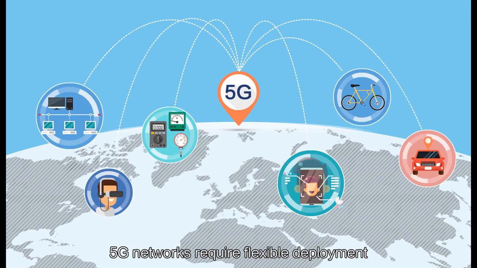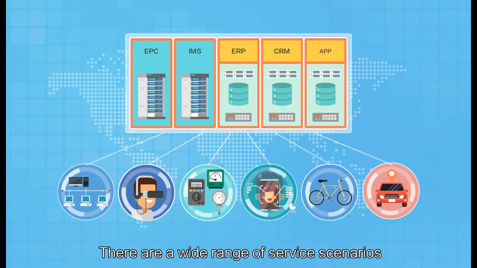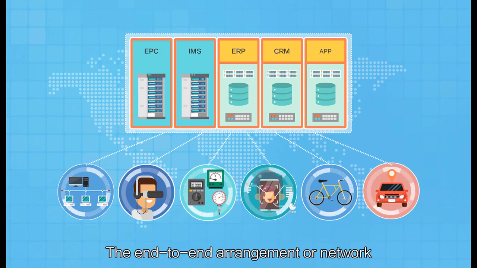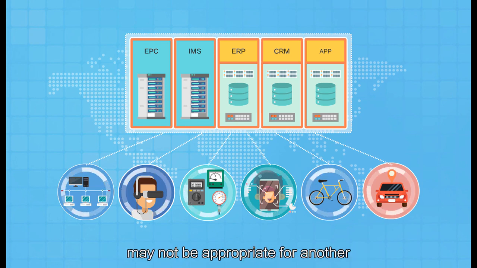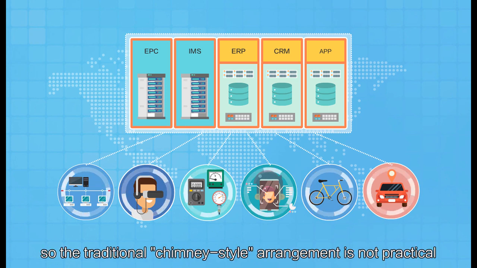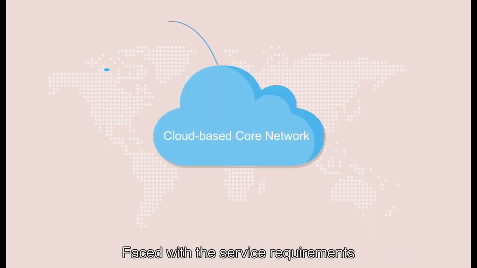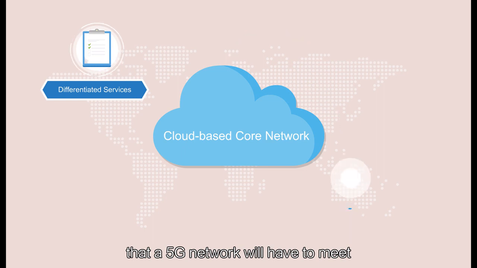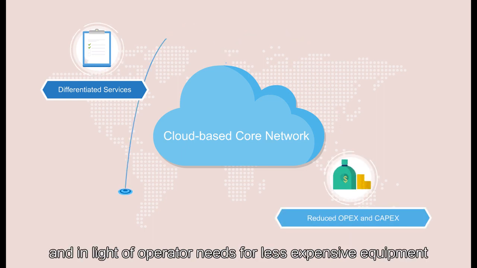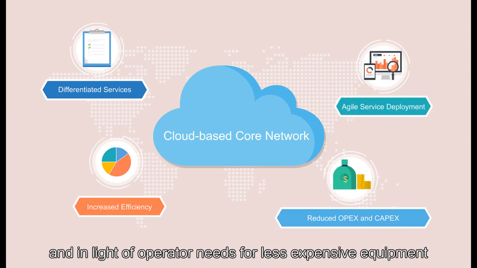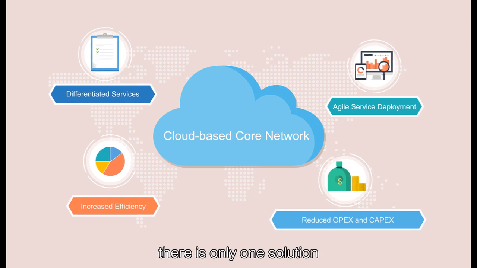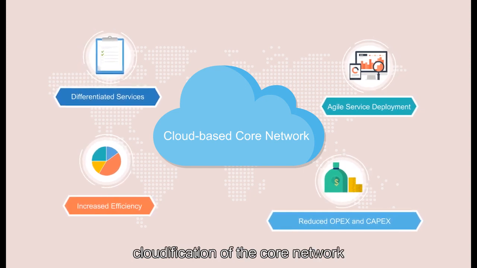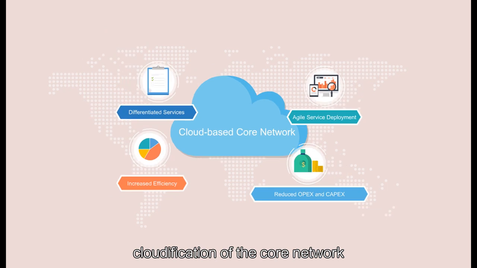5G networks require flexible deployment. There are a wide range of service scenarios. The end-to-end arrangement or network resources that one vertical industry requires may not be appropriate for another. So, the traditional chimney-style arrangement is not practical. Faced with the service requirements that a 5G network will have to meet, and in light of operator needs for less expensive equipment, for improving resource utilization, and for agile rollout of new services, there is only one solution: cloudification of the core network.